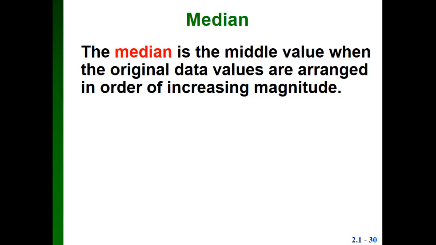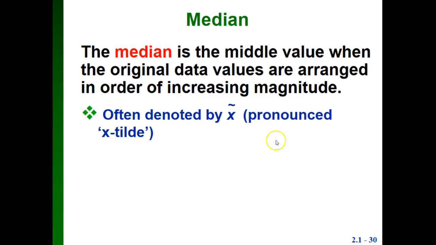The next measure of center we'll talk about is called the median. And this is just the middle value when the original data values are arranged in order of increasing magnitude. In other words, if they're arranged from smallest to largest, then we look at the positions of those values and we take the value that's in exactly the middle of the list.